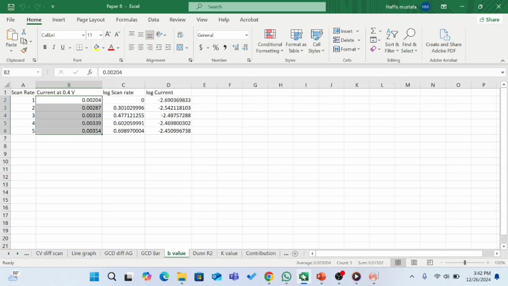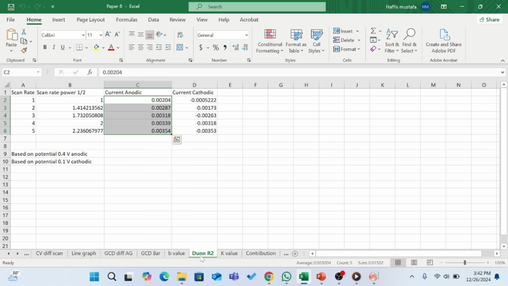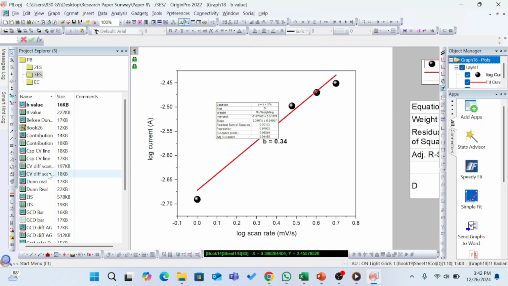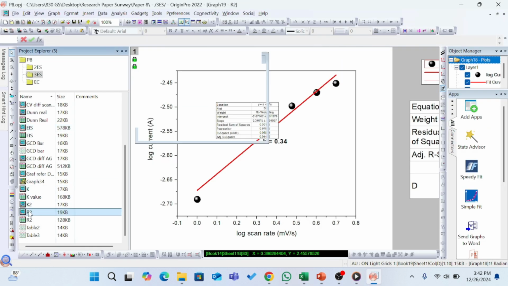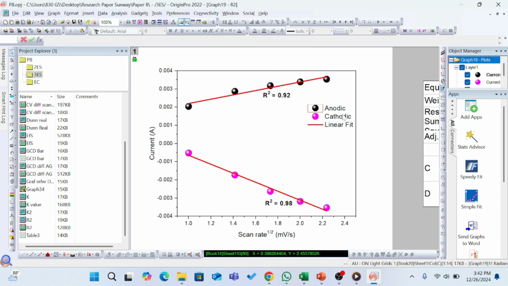Okay, so next we're going to see the R square. R square, we're not sure. A lot of people already know. Just plot the current over square root, scan rate power half, then you can get the R square. So the R square graph looks like this one. Yeah, it looks like this one. So current over square root power half, you can get the R square.